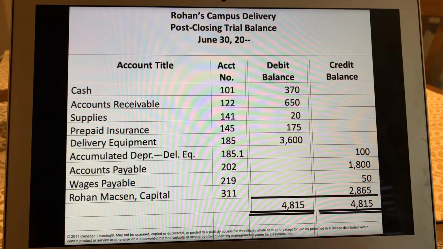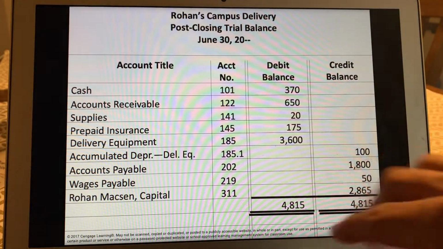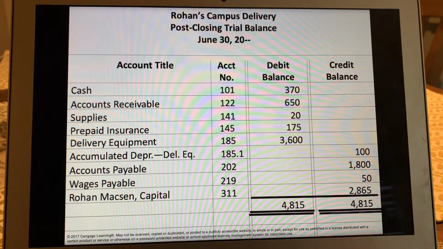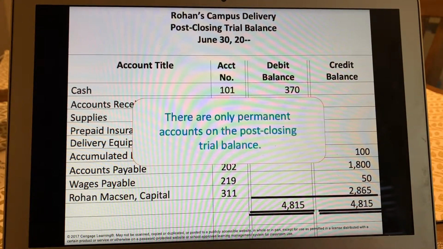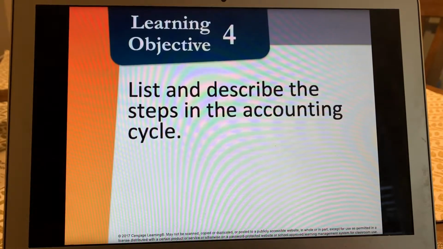So again, 4815, 4815. So we are in balance. That's the good thing. And if we're not, we have to go back and see where we made the error. So there are only permanent accounts on the post-closing trial balance. Okay, broader view, you can take a look at this. It's also in the book.